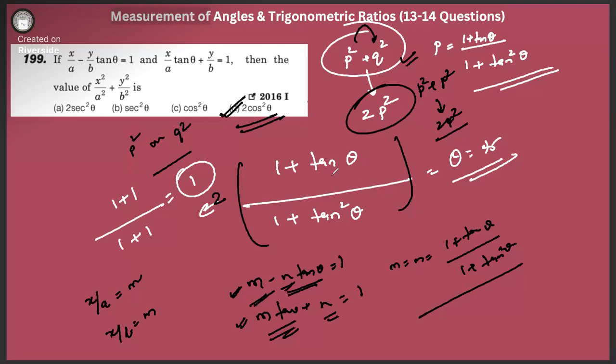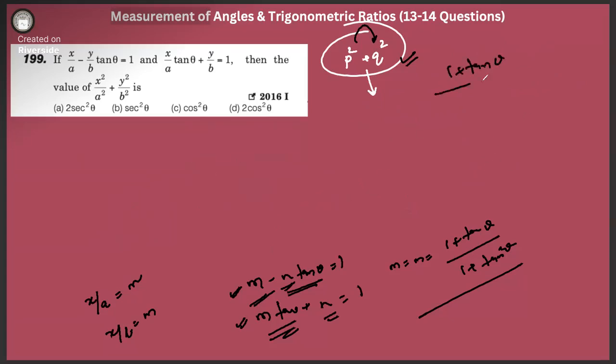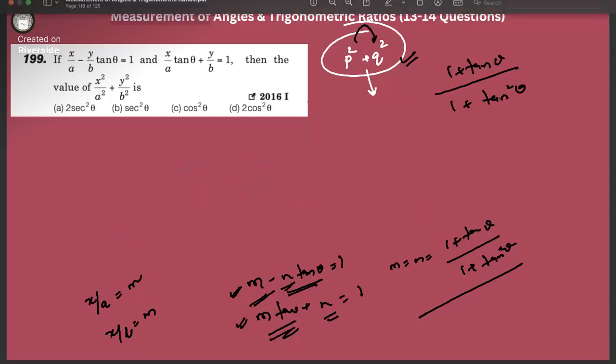Cos 45 is 1 by root 2. So guys, have I made any mistake somewhere? Where do you think I have made a mistake? I have made some mistake somewhere. One moment. P is equal to 1 plus tan theta divided by 1 plus tan square theta. Do we have this one? Guys, are you sleeping? Come on.